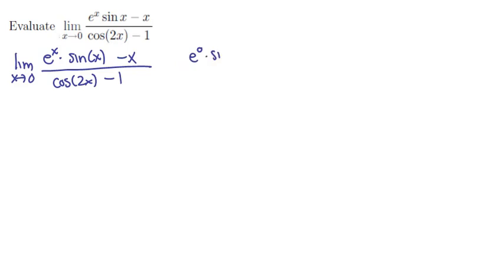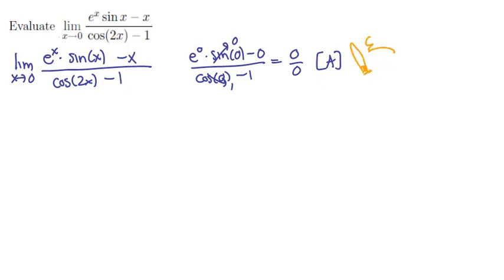We would have e^0 times the sine of 0 minus 0 over cosine of 0 minus 1. The top simplifies to 0, the bottom simplifies to 0, so this is type A indeterminate, and that means we can hit it with the L'Hopital stick. So let's apply L'Hopital's rule.